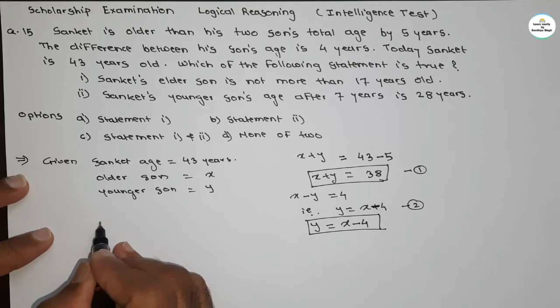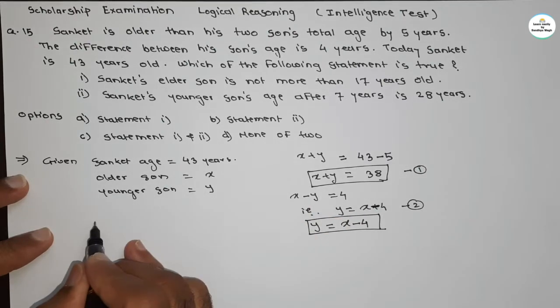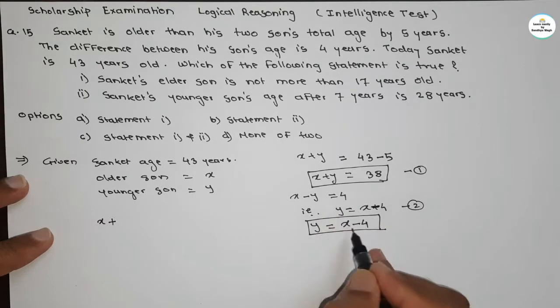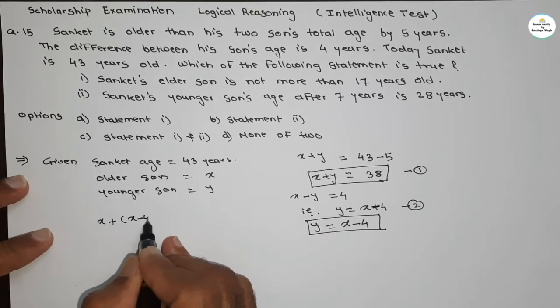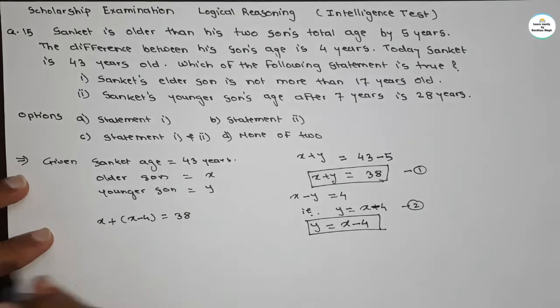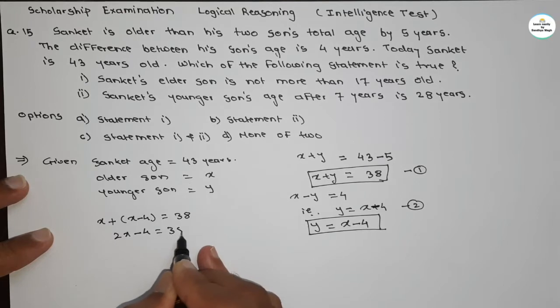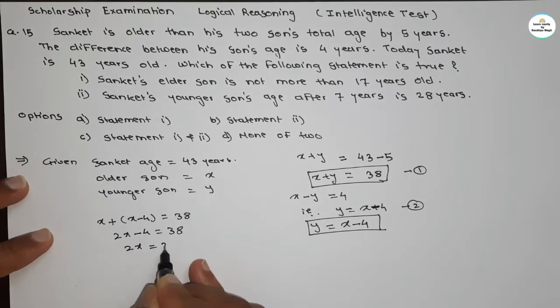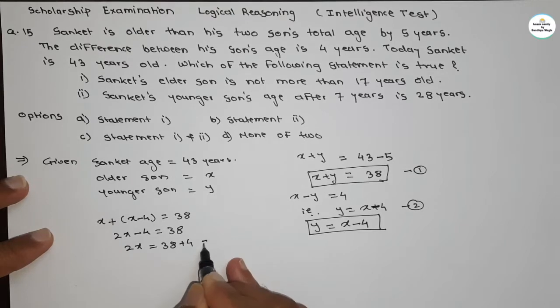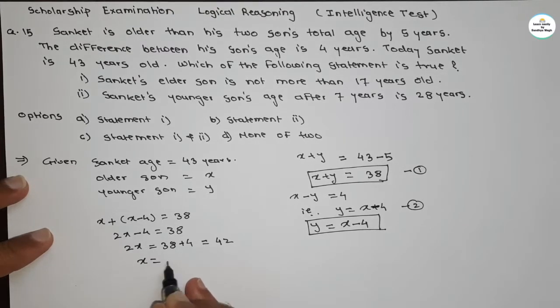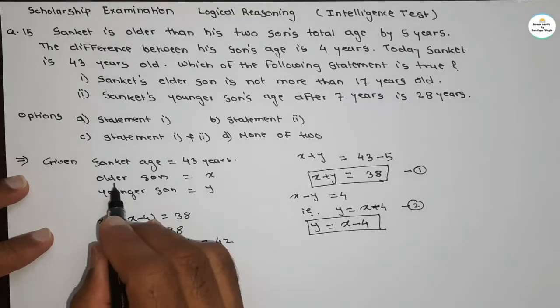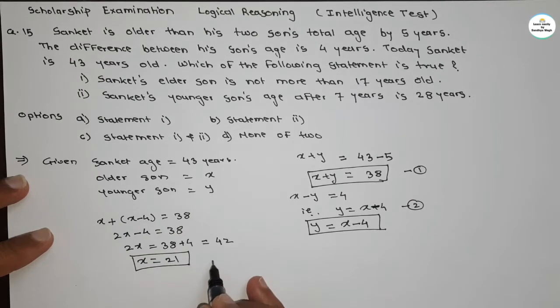I will write here X plus Y value, which is X minus 4, that is equal to 38. Now we got 2X. Transfer this minus 4 here, we will get 2X equal to 38 plus 4, that is equal to 42, means X equal to 21. So this is the value of X. What is X? X is older son's age, and so Y will be X minus 4, that will be, Y will be 17.